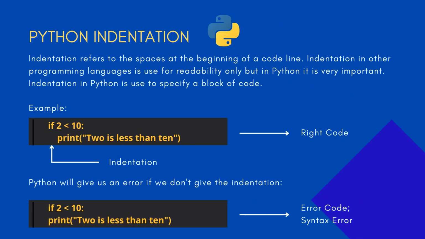Finally, let's talk about Python indentation. Indentation refers to the spaces at the beginning of a code line. Indentation in other programming languages is used for readability only, but in Python it's very important. Indentation in Python is used to specify a block of code. For example, the first program is right because it uses indentation for a block of code, but the second program gives us a syntax error because it doesn't use Python indentation.